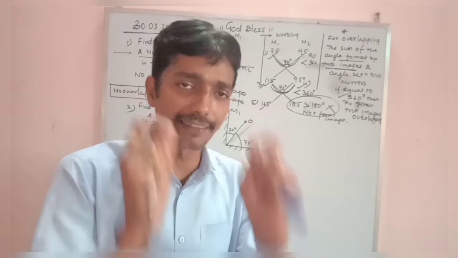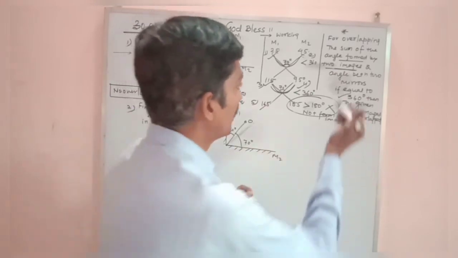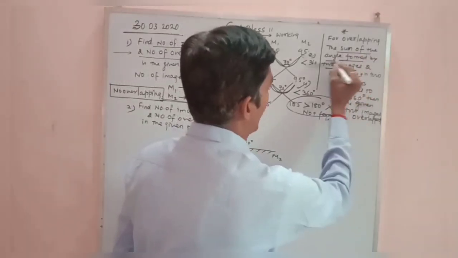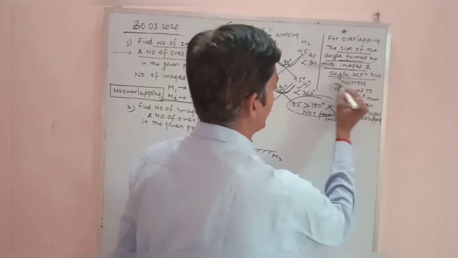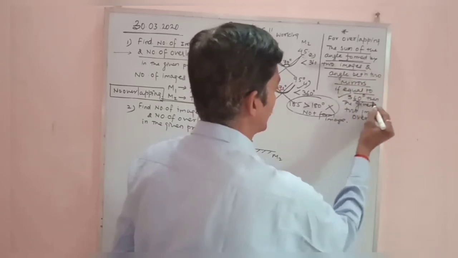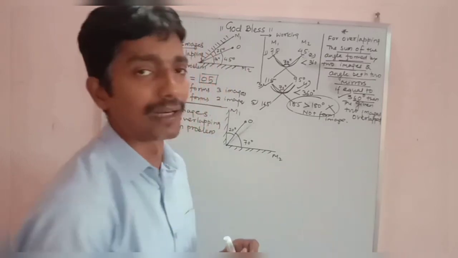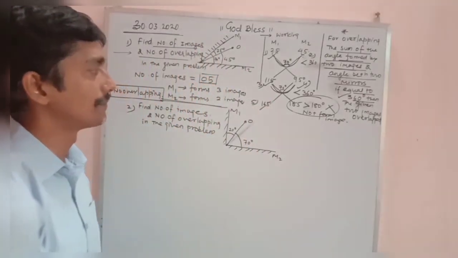But you will get the sum of the angle formed by the two images and the angle between the two mirrors, if equal to 360, then the two images are overlapping. I'll show you in the numericals.